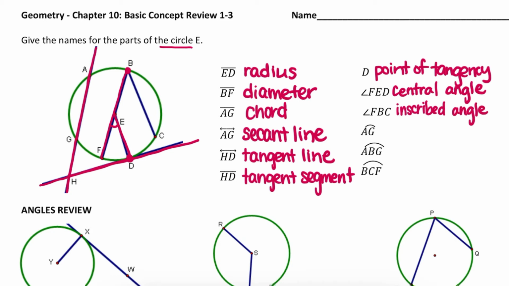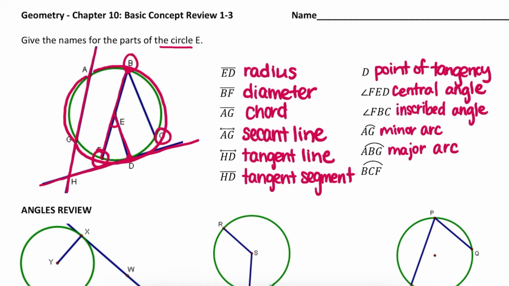Now we've got those curvy arcs going on. If we just go from A to G, that's a minor arc, less than half the circle. Arc ABG means we go from A to G, passing through point B along the way. That's the only way to get from A to G on the circle, so that is a major arc, over half the circle. And finally, BCF, if we go from B to C to F, is exactly half the circle. We call that a semicircle.